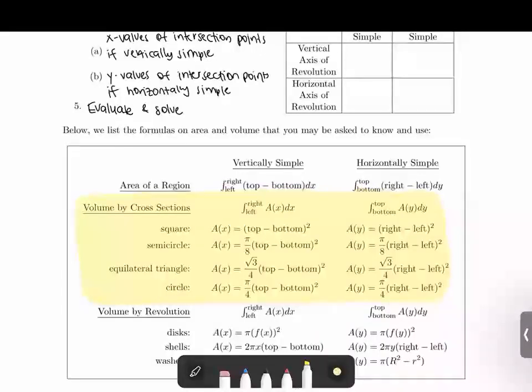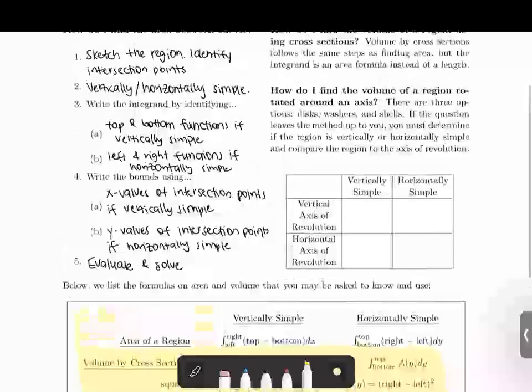For semicircle, we're essentially using pi r squared, but we have to divide by 8 to adjust, and the same for circle, and the same for equilateral triangle. So these are really just a quick reference for you to have them all in one place to memorize, because it works the exact same setup. We just have to put it into these different formulas. So volume by cross sections is really similar to area. The one that's going to be different is volume rotated around an axis. So that's this next section here.